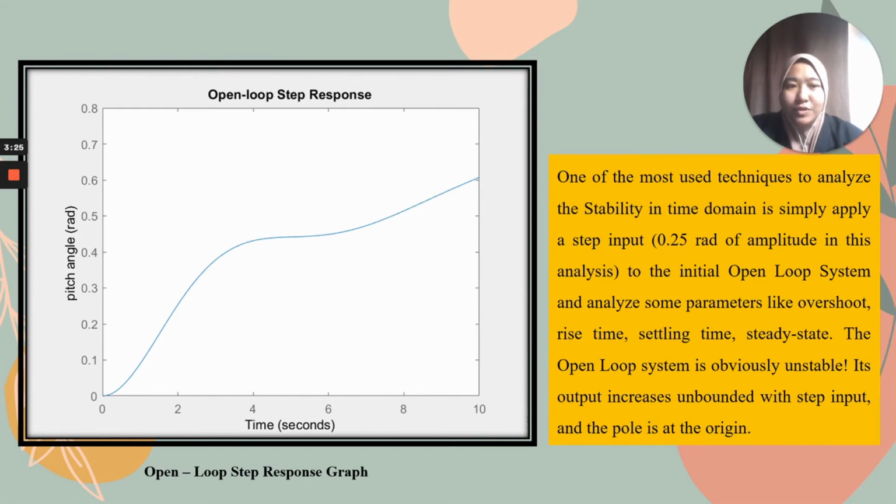One of the most used techniques to analyze stability in the time domain is simply to apply a step input. So the open loop step response is obviously unstable. Its output increases unbounded with the step input and the pole is at the origin. That's all from me. Thank you.